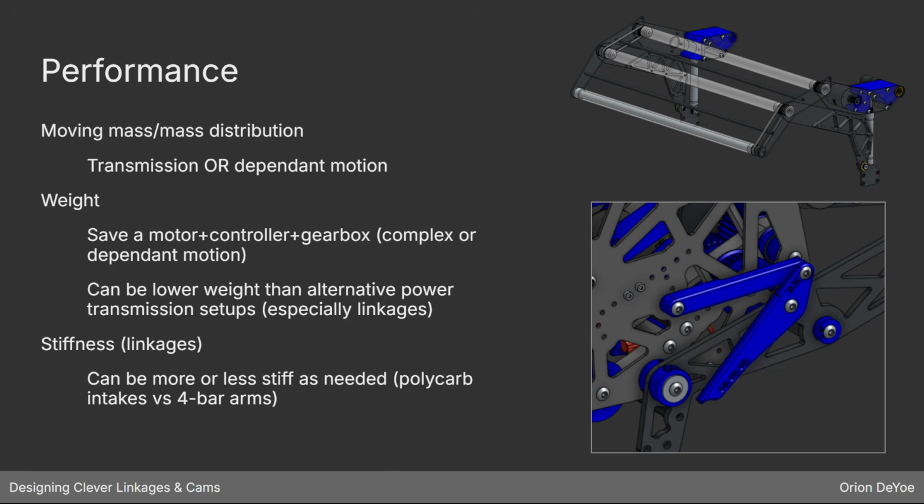And then linkages especially also give you the ability to control stiffness. If you need something really stiff, like a 4-bar arm, you can use carbon fiber or other very stiff materials and build a linkage that's much stiffer than another power transmission method. Or on the other side of things, if you need a mechanism that's very compliant and flexible, like this intake here on the top of the screen, then you can build in that flexibility that wouldn't typically be possible with a belt or a chain or gears.